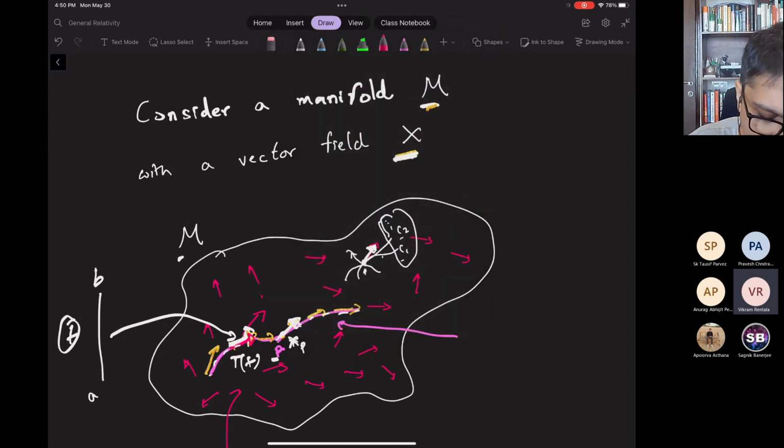Essentially, we follow this vector field by thinking of these as tangents, and we follow these tangents. There's a unique curve which is following all these tangents, and that is called the integral curve. So once I specify the initial point that I start with, there's a unique curve which is going to follow these tangents and flow along them.